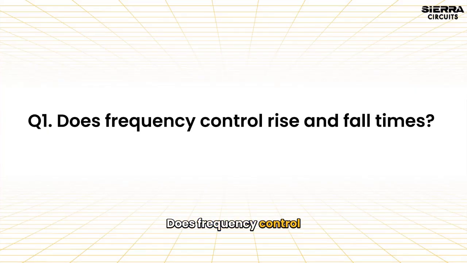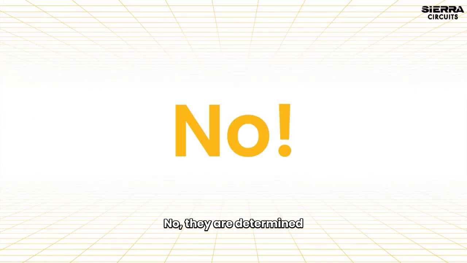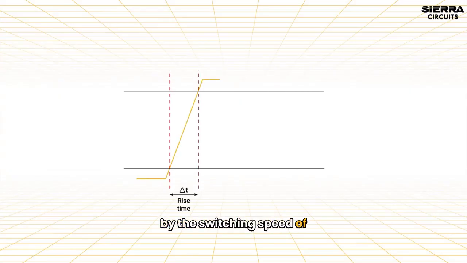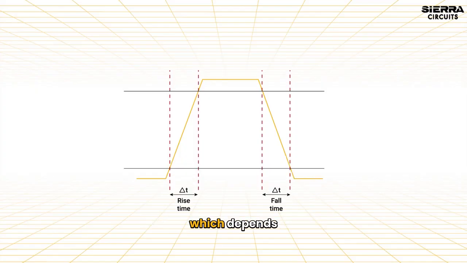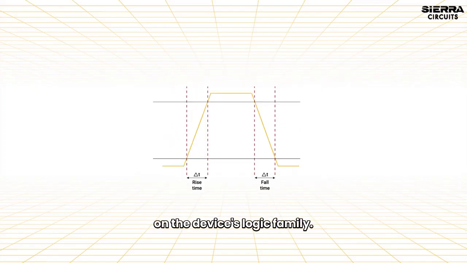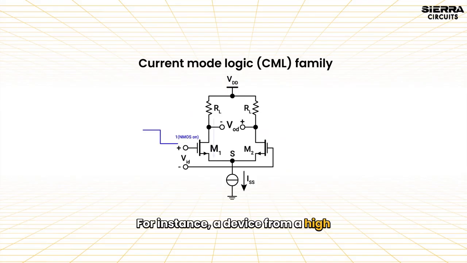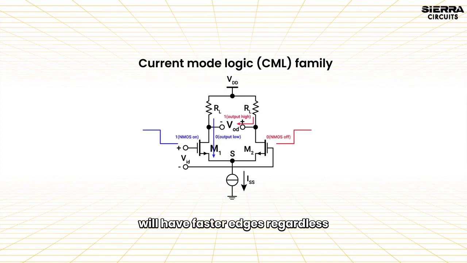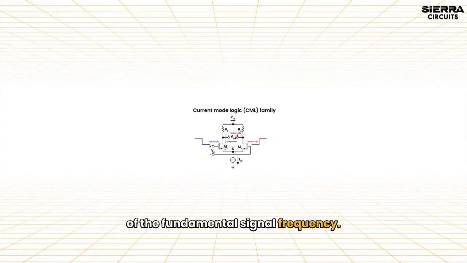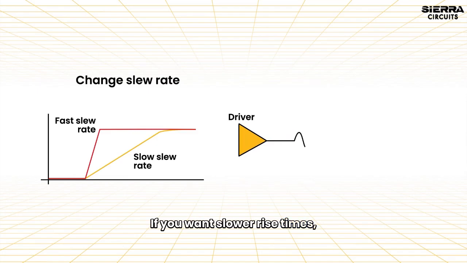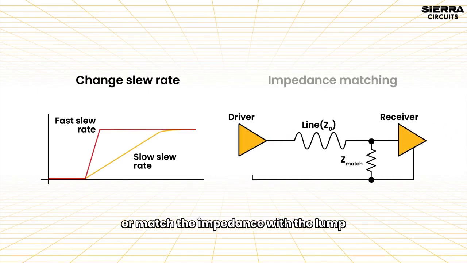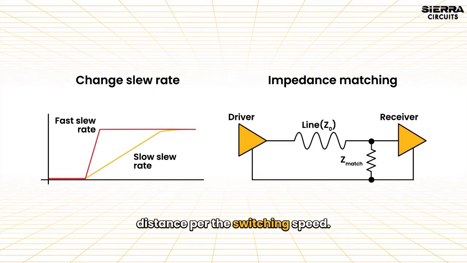Does frequency control rise and fall times? No. They are determined by the switching speed of the transistors inside the driver, which depends on the device's logic family. For instance, a device from a high-speed logic family like CML or LVDS will have faster edges, regardless of the fundamental signal frequency. If you want slower rise times, change the slew rate if possible, or match the impedance with the lump distance per the switching speed.